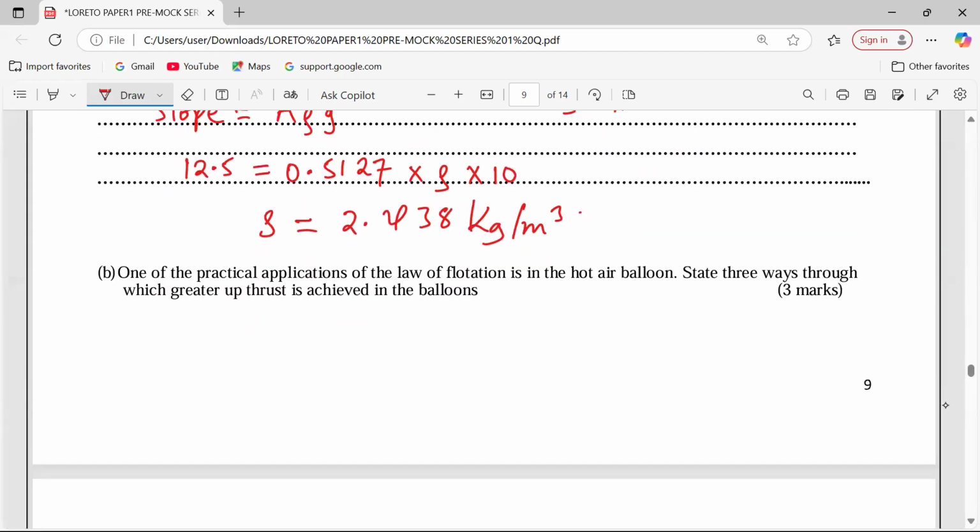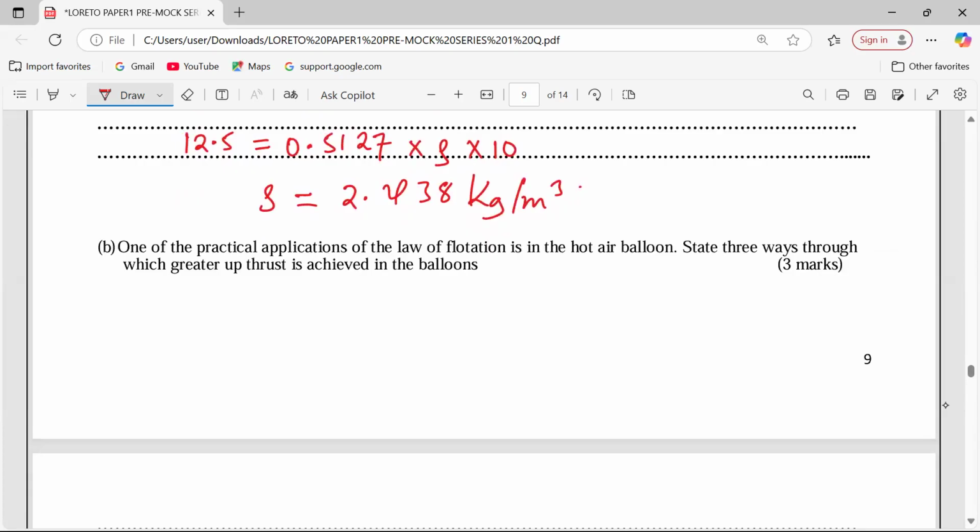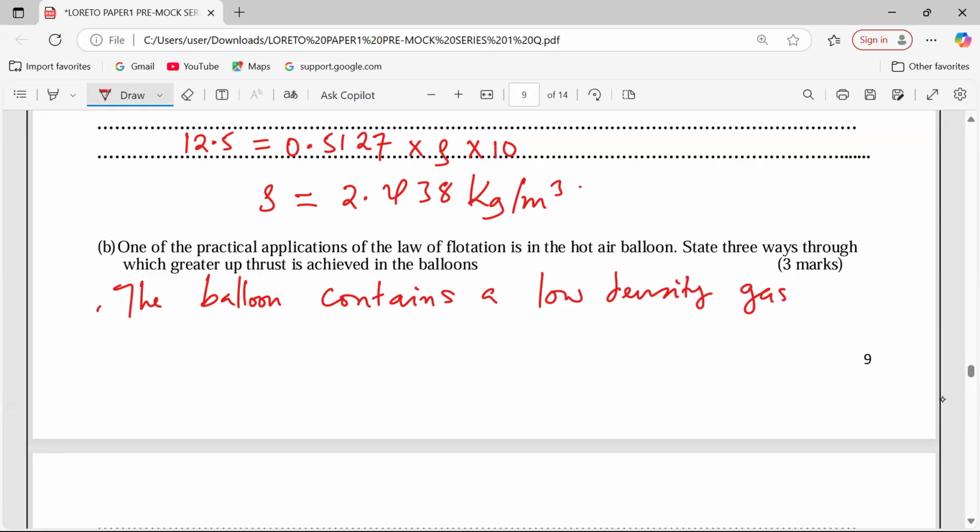Okay, part B. One of the practical applications of the law of flotation is in hot air balloons. State 3 ways through which greater upthrust is achieved in balloons. So to ensure greater upthrust, we ensure that the balloon contains a gas with a very low density. The balloon contains a low density gas.